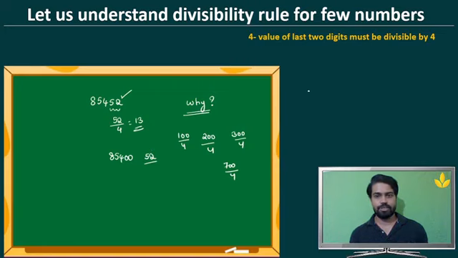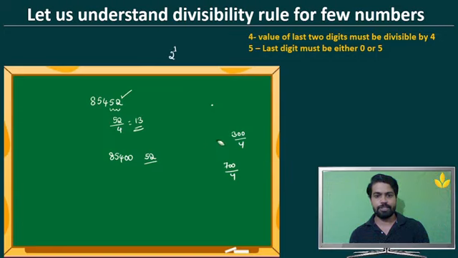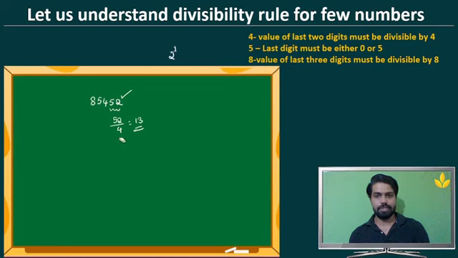So, last 2 digits. We can also remember 4 means 2 power 2. For 2, we check the last 1 digit because 2 power 1. For 2 power 2, we can check the last 2 digits. Okay. So now we can see the rule for 5. For 5, everybody knows the number should end with either 0 or 5. That's very simple. Coming to 8, the last 3 digits must be divisible by 8.